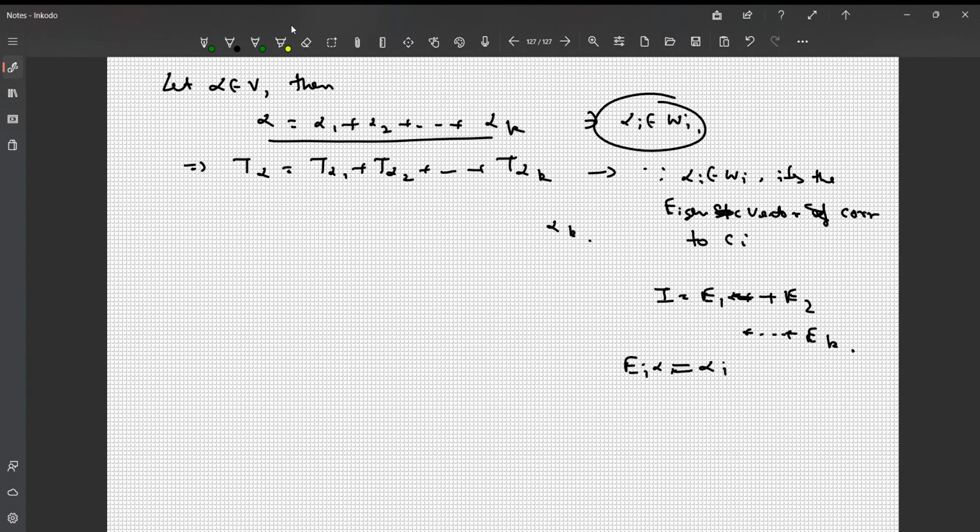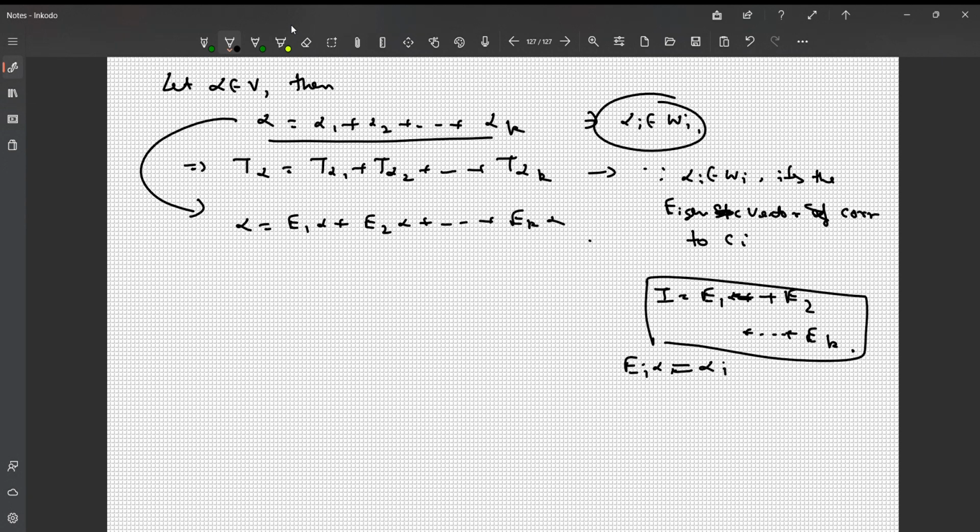Let me explain this statement I wrote. Since we have alpha in this form, alpha is equal to alpha 1 plus alpha 2 till alpha k, we can say that alpha can be written as E1 of alpha plus E2 of alpha and so on till Ek of alpha, because the identity operator can be written in this form. So if I consider this image, then what is T of alpha?